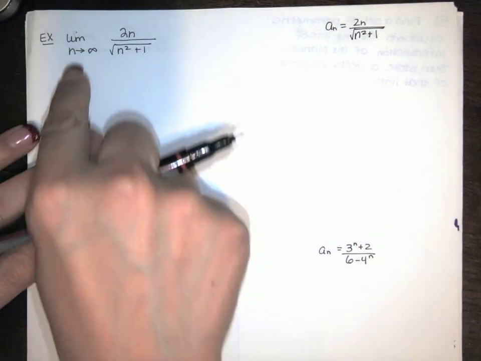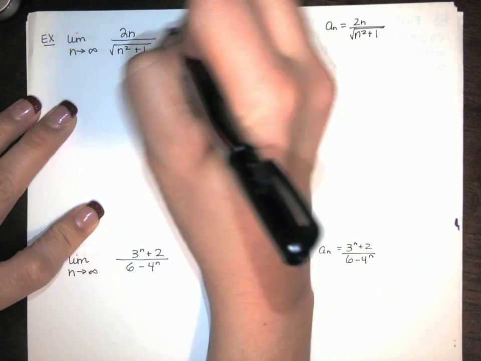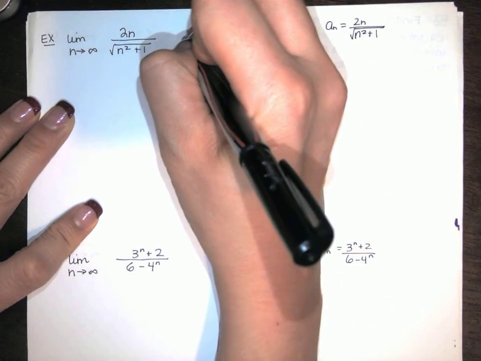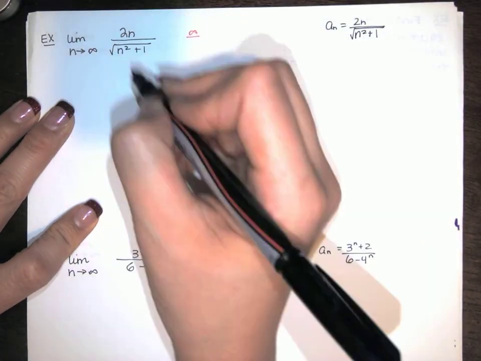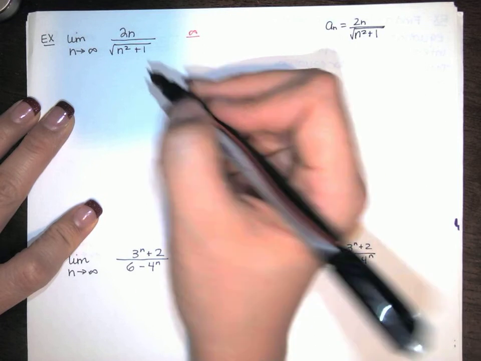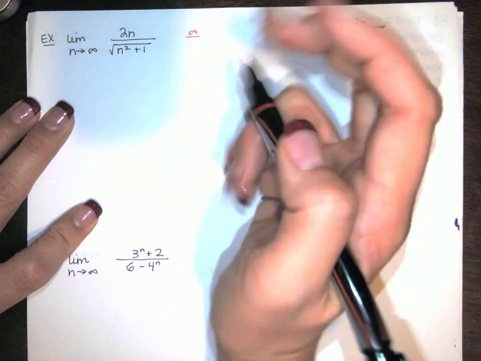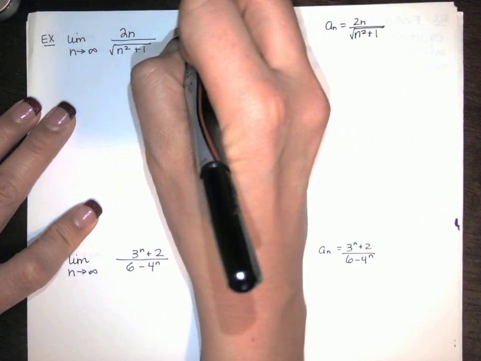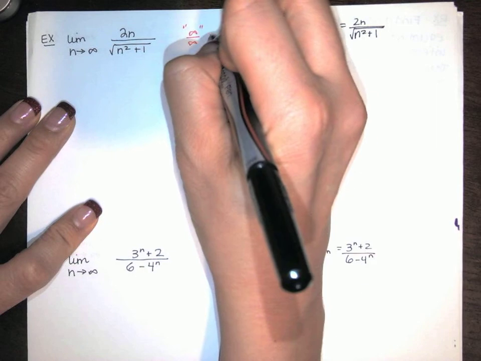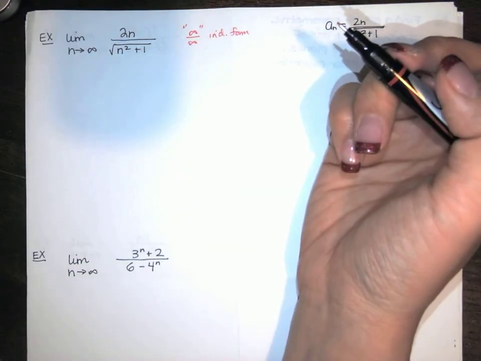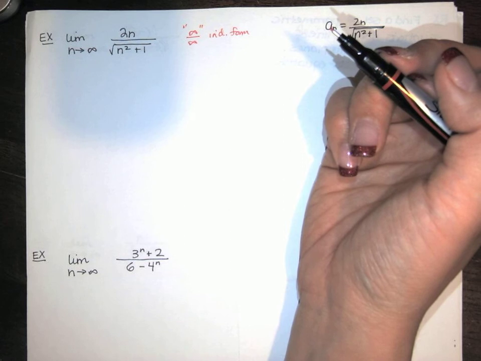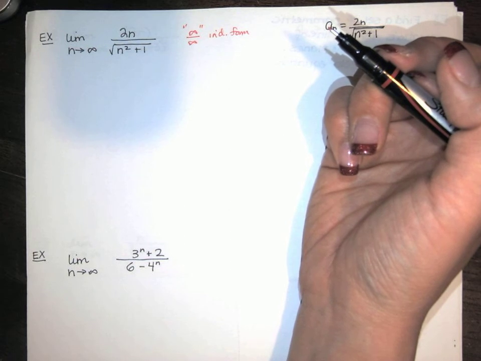As n goes to infinity, 2 times something large is something large, so I get infinity. A large number squared is still large. Add 1, still large. Take the square root, it's not as large, but it's still large. So we get an infinity over infinity indeterminate form. Now with this one, you could change from n to x and use L'Hopital's rule, but I think it's simpler if you do this.